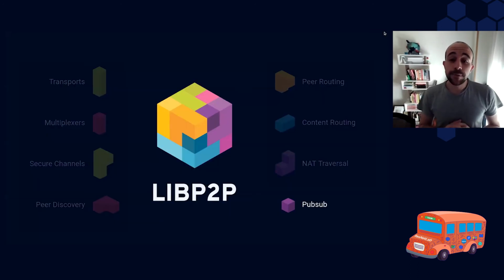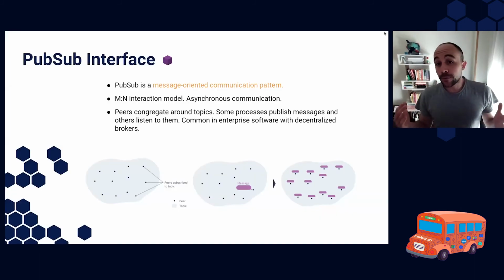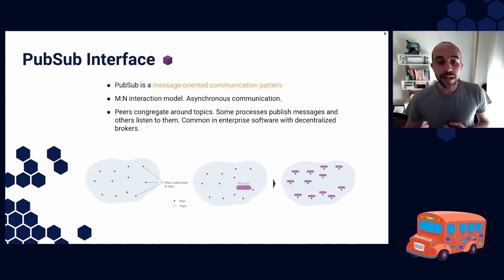And finally, in P2P, we also have a pubsub interface. For those of you that are not aware of how pubsub algorithms work, pubsub is a message-oriented communication pattern. It is an end-to-end interaction model for asynchronous communication. So in the end, we have peers that will congregate around topics. We will have some peers that will be publishing messages for certain topics, and then other peers interested in these topics that will want to get this message delivered.